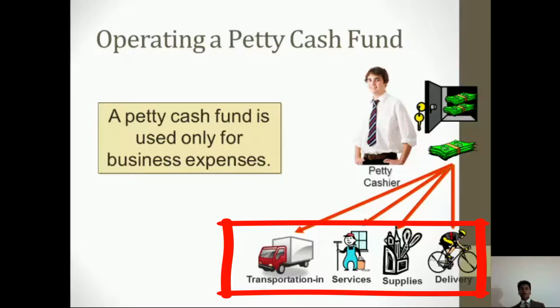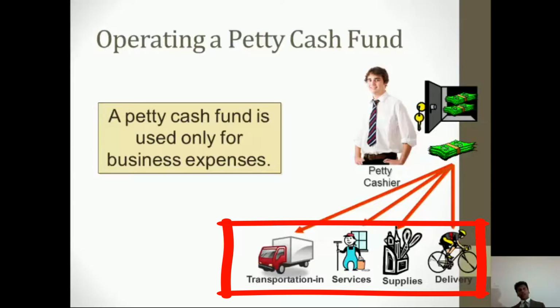but there are minor expenses that organizations have to incur, and it is pointless going to the bank and withdrawing money for such expenses. Therefore, organizations tend to maintain a petty cash, a small amount of cash.